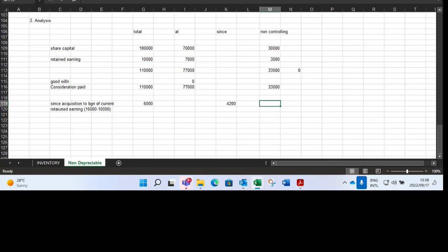Okay. Let's read the information on that. On 1 January 2008, Q Limited bought property with a carrying amount of 40,000 from R Limited and made a profit of 10,000. So we have retained earnings of the subsidiary as 16,000. That was the balance at the beginning.